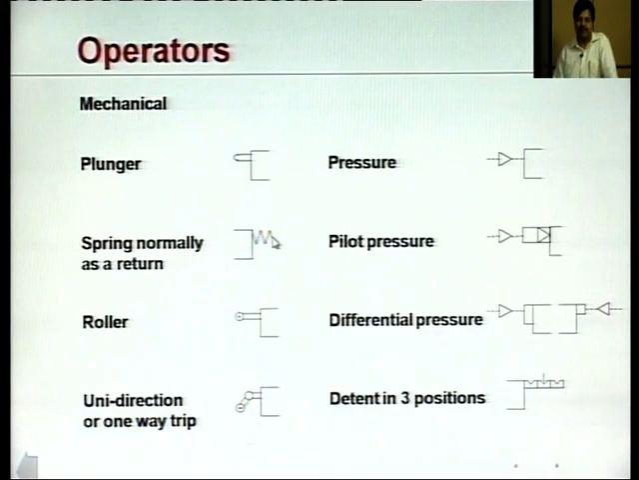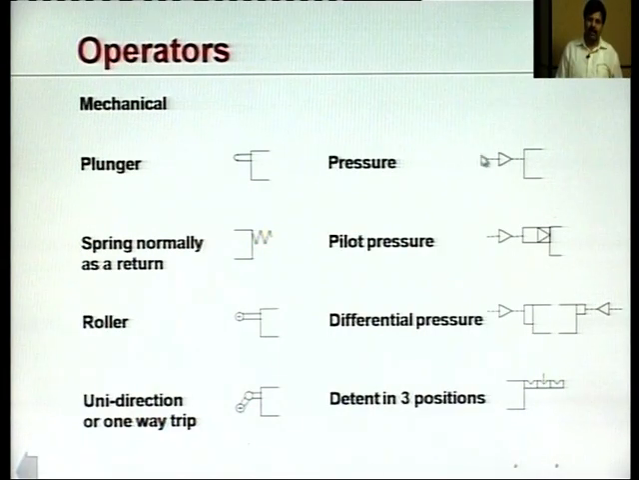This is a spring arrangement, which is normally used for the return of the valves to the normal position, and a roller is also used. This unidirectional system we can also use sometimes. Sometimes, in addition to these mechanical systems and manual systems, we also use air for operating the valves. In this system, we will represent it like this.